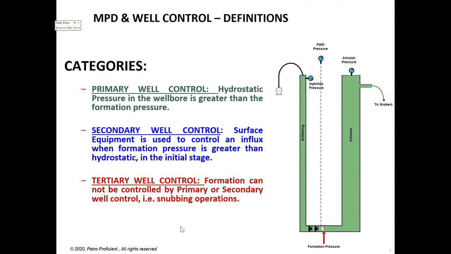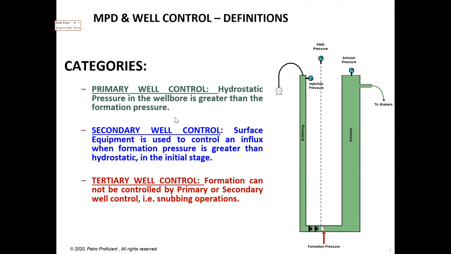So for those who don't know, well control is generally classified into three stages: primary well control, secondary well control, and tertiary well control. So what is primary well control? Hydrostatic pressure in the wellbore is greater than formation pressure. This is primary well control.